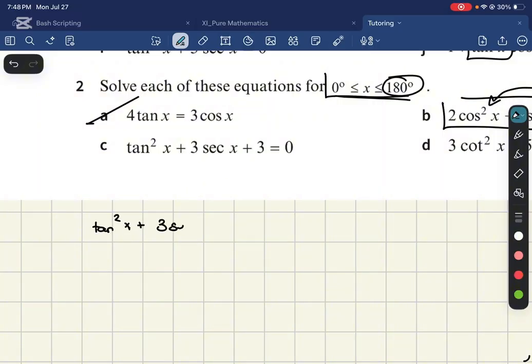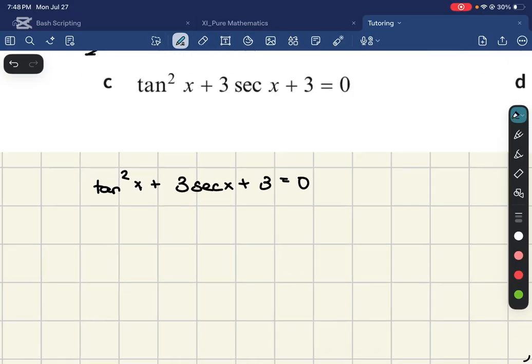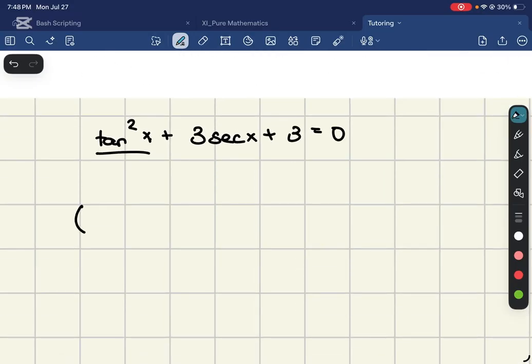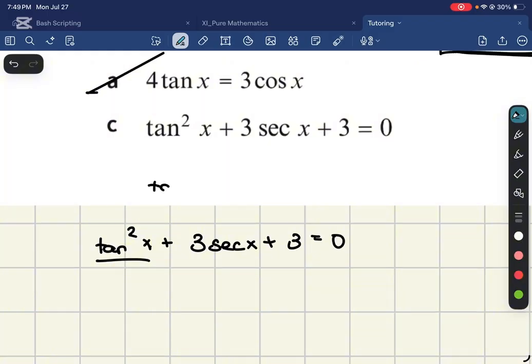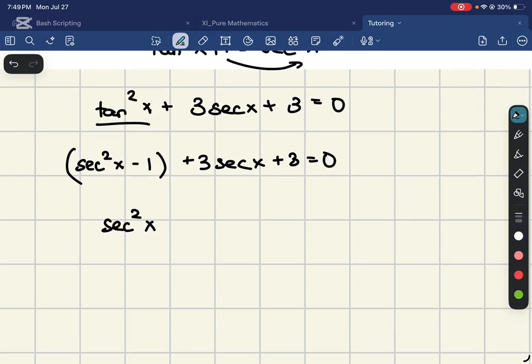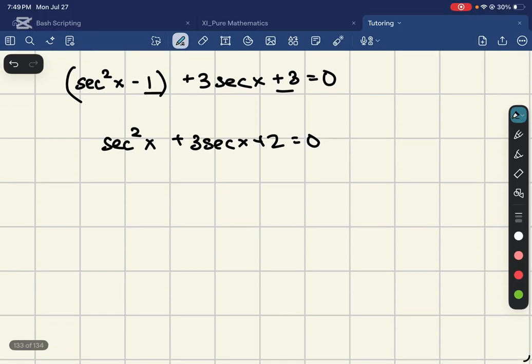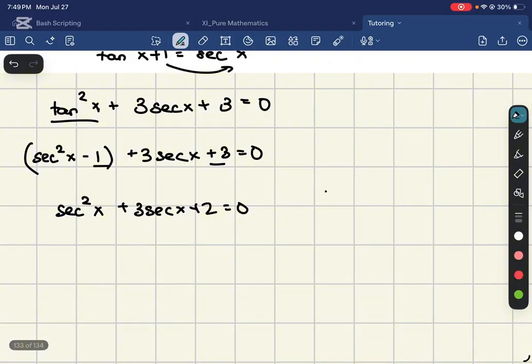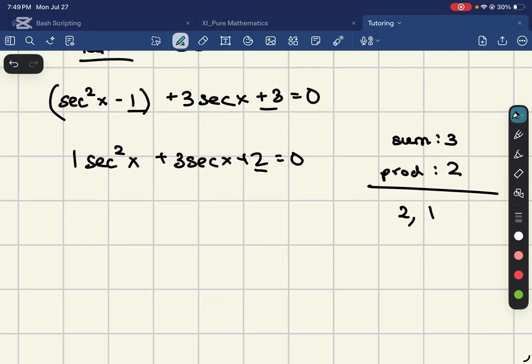Tan squared x plus 3 secant of x plus 3 is equal to 0. Remember, we have this identity: tan squared x plus 1 is equal to secant squared x. So tan squared x is just secant squared x minus 1, plus 3 secant x plus 3. And we can simplify this. This becomes secant squared x plus 3 secant x plus 2, since minus 1 plus 3 gives you positive 2. And now let's try to factorize this. Two numbers with a sum of 3 and a product of 2 are going to be 2 and 1.